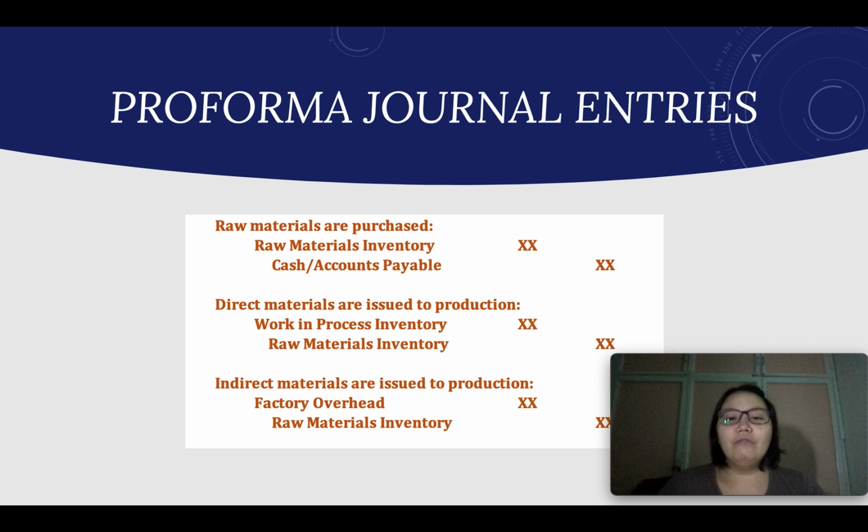Now, whenever direct materials are issued into production, the pro forma journal entry is to debit work in process inventory and to credit raw materials inventory. Of course, indirect materials may also be issued to production, so the entry is to debit factory overhead and to credit raw materials inventory.